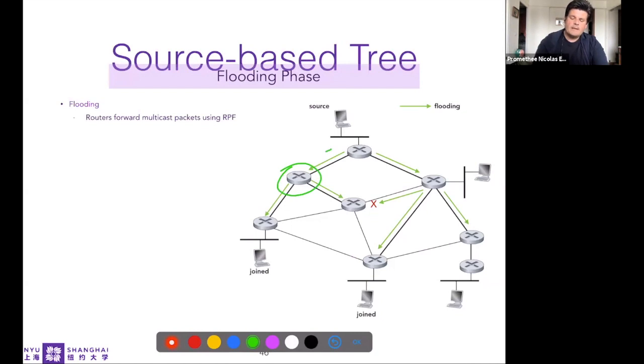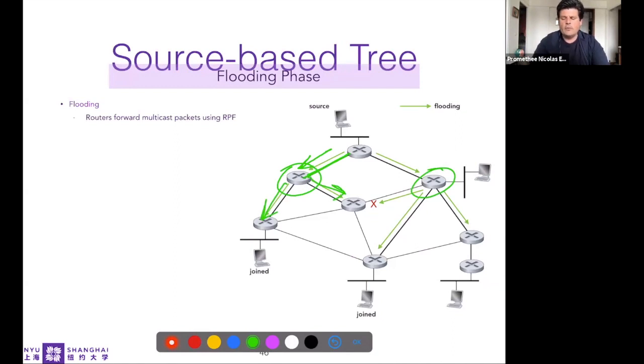I'm receiving a multicast packet. What is the question I should ask myself? Did I receive this packet from the shortest path that I used to contact the source? Is it the case? Yes, it is. So what should I do with the packet? Send everywhere else. Let's do it. We did it. The same with this guy.